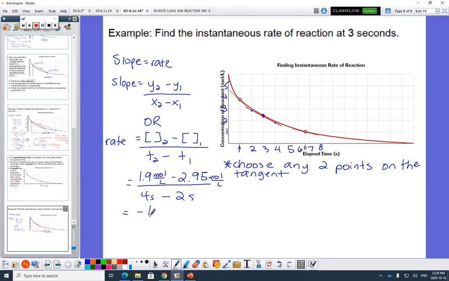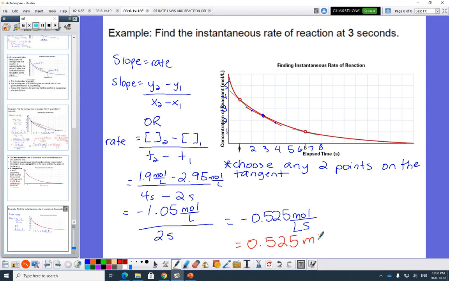But again, when you get your final answer for rate, you are not going to leave it negative, okay? That is bad form in science. Okay, so negative 0.525. And so again, decide, I'll write it in a different color, just like I did last time. Either leave your final answer as non-negative or write a statement.